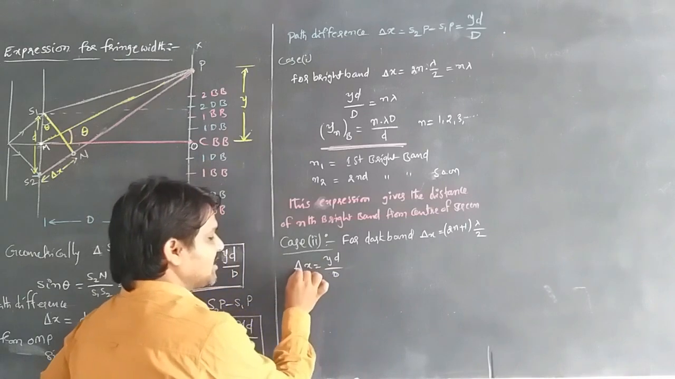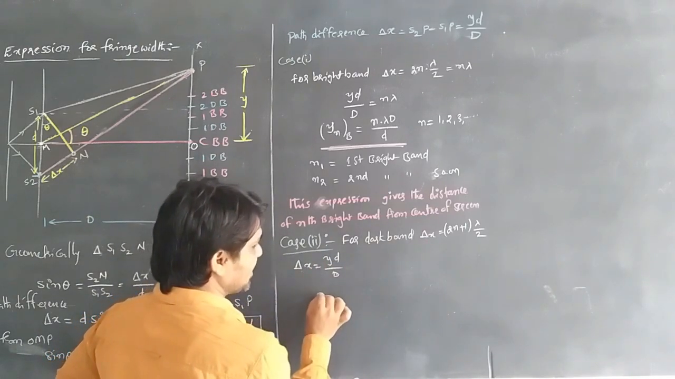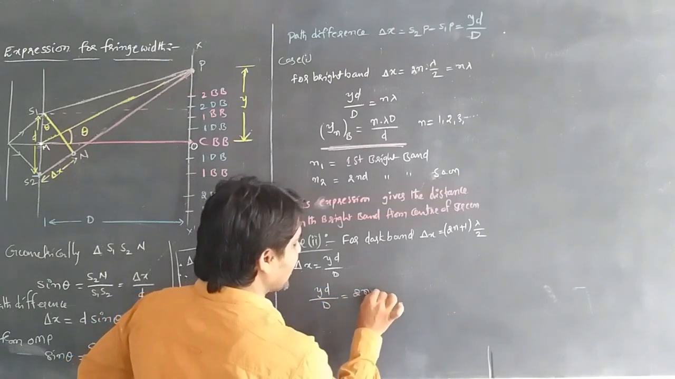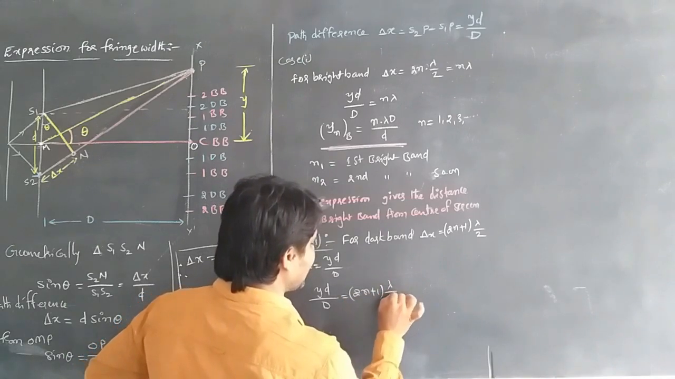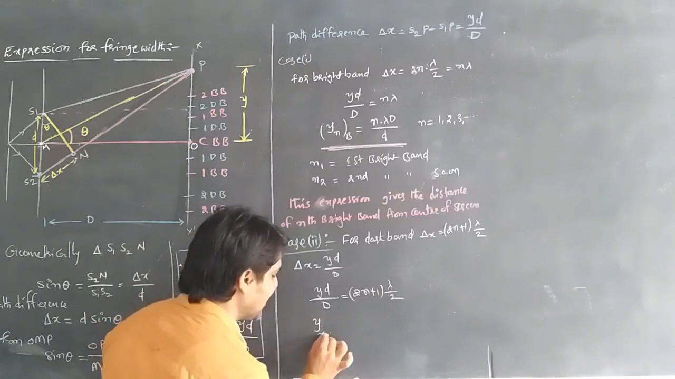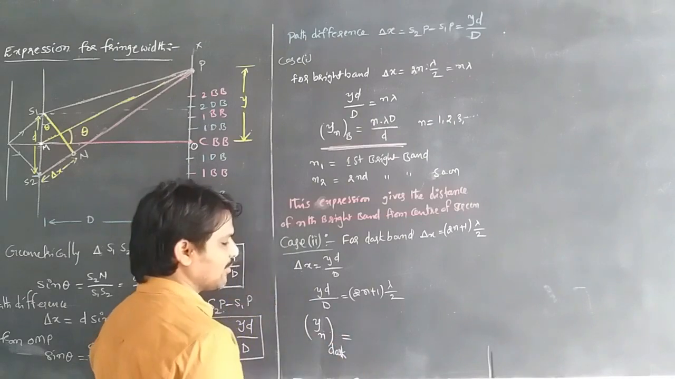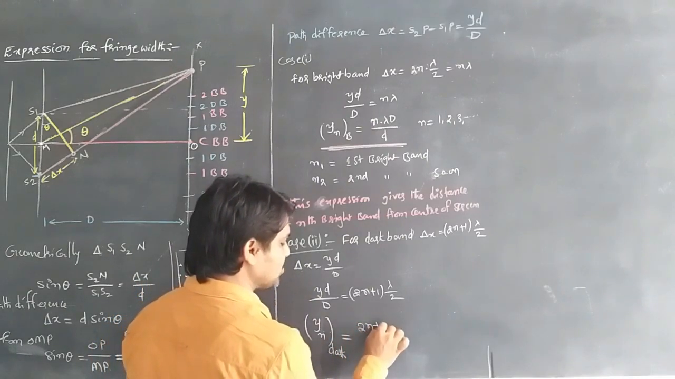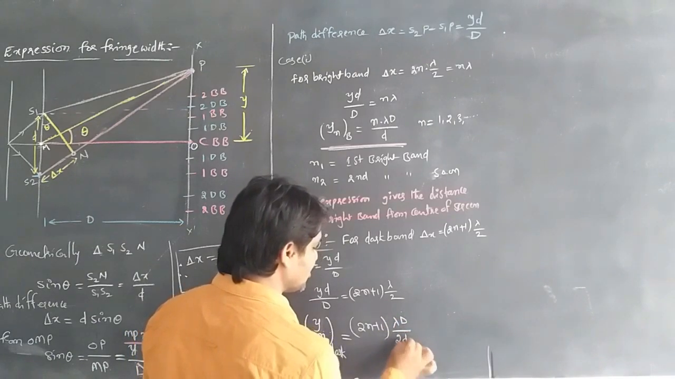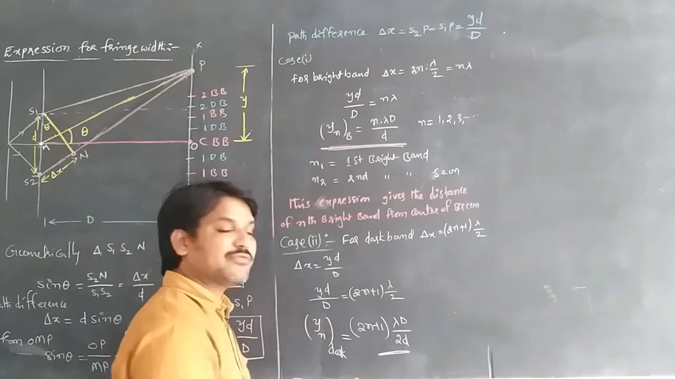From the experiment we did, the path difference delta x is equal to y d by D. If we substitute this equation and compare it with the two equations, we get y d by capital D is equal to (2n plus 1) into lambda by 2. If we take capital D and small d to this side, we get y nth of a dark band, y n of dark band is equal to (2n plus 1) into lambda into capital D by 2 into small d. This equation gives that.